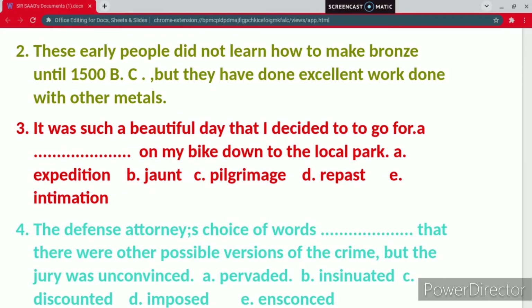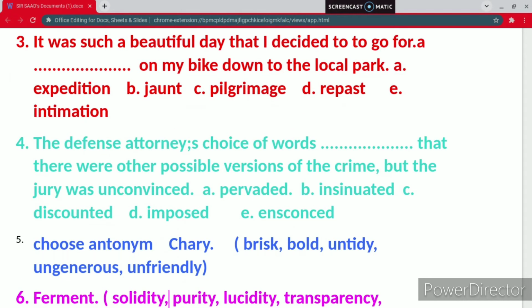So this is important. Try to understand sentence completion with the help of clues. The next one is: the defense attorney's choice of words blank that there were other possible versions of the crime, but the jury was unconvinced. So you have the option pervaded.